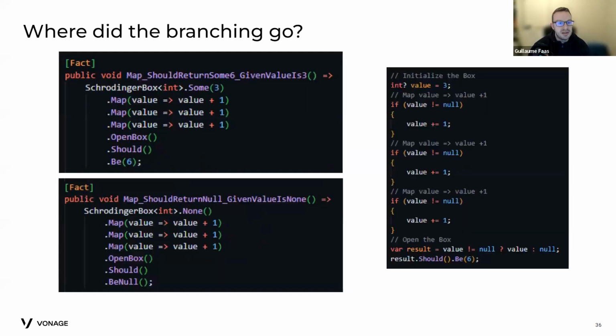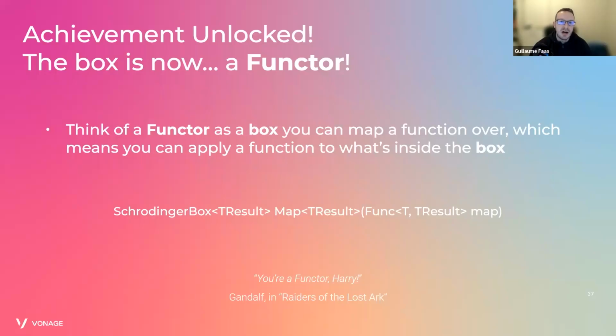So just to put that into perspective, I said before we didn't have any branching. What you have on the right is the equivalent if we didn't use any box. I already have my preference. Okay. Now it's time to celebrate a little bit because our box is now a functor.